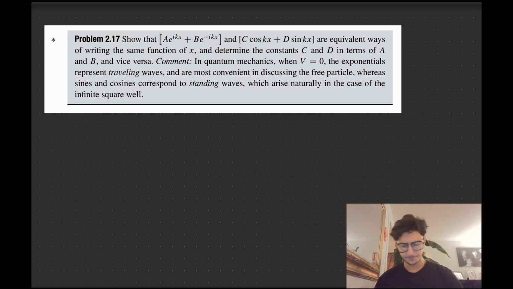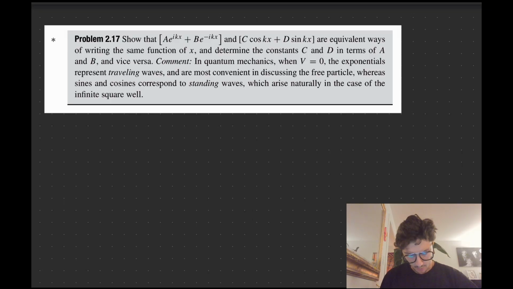Let's get going. Let's read the problem. Over here, this is problem 2.17. Show that a e to the power of ikx plus b e to the power of minus ikx and c cosine kx plus d sine kx are equivalent ways of writing the same function of x, and determine the constants c and d in terms of constants a and b, and vice versa. Comment: in quantum mechanics, when V is equal to 0, the exponentials represent traveling waves and are most convenient in discussing the free particle, whereas sines and cosines correspond to standing waves, which arise naturally in the case of the infinite square well. Awesome. How do we even solve this problem?